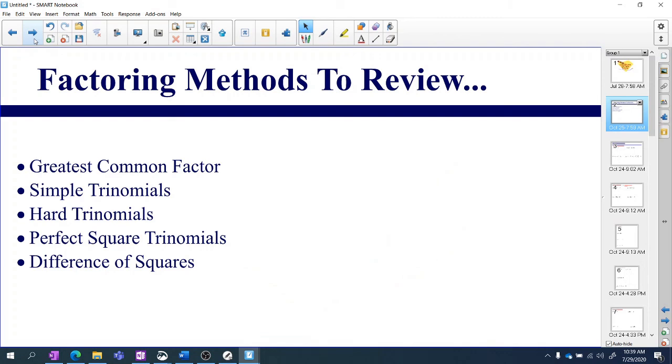So here are the strategies we're going to go through. We're going to go through greatest common factor, simple trinomials, hard trinomials, perfect square trinomials, and then finally using difference of squares. This is the skill set that will be extremely important that students accumulate.